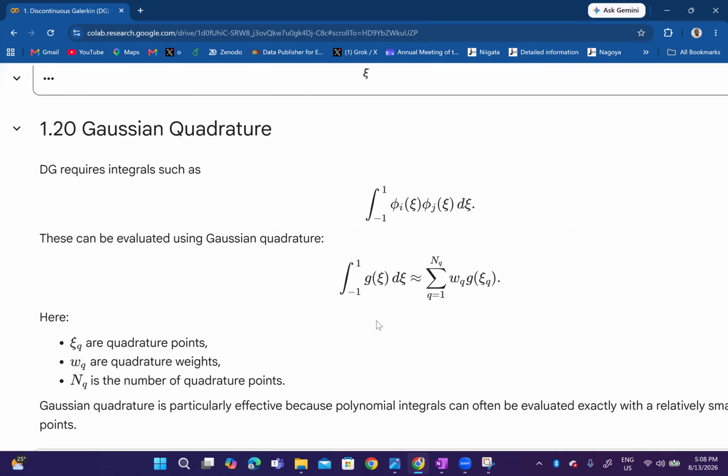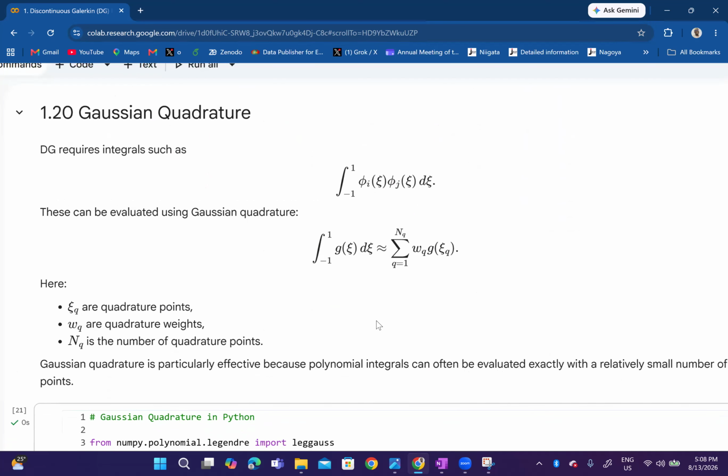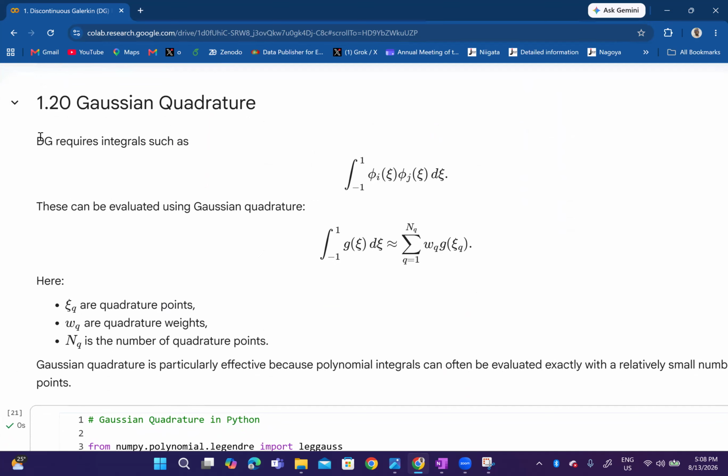Then we have the Gaussian quadrature. For the Gaussian quadrature, discontinuous Galerkin requires integrals such as the integral from -1 to 1 of phi i of psi, phi j of psi d psi.